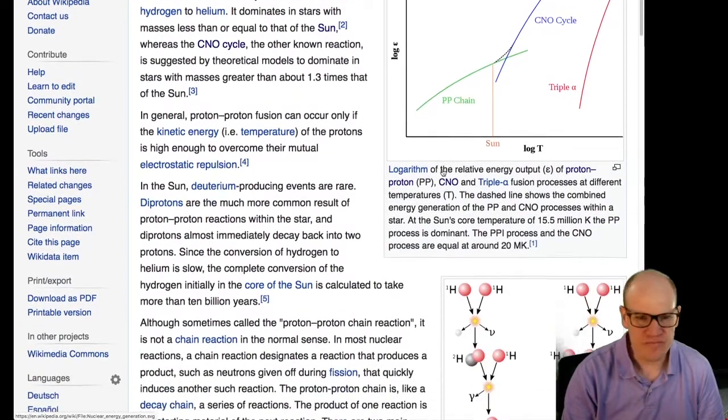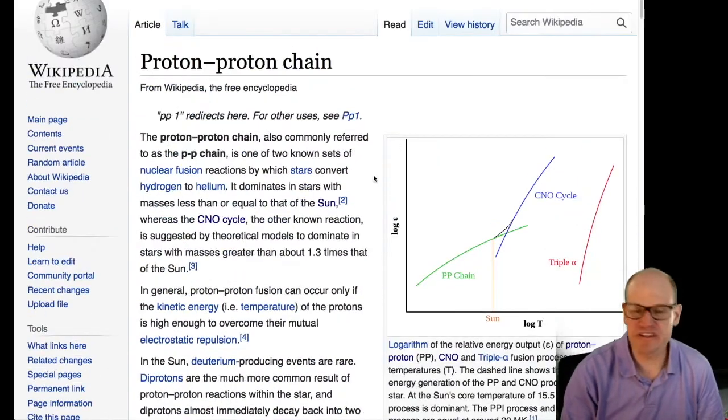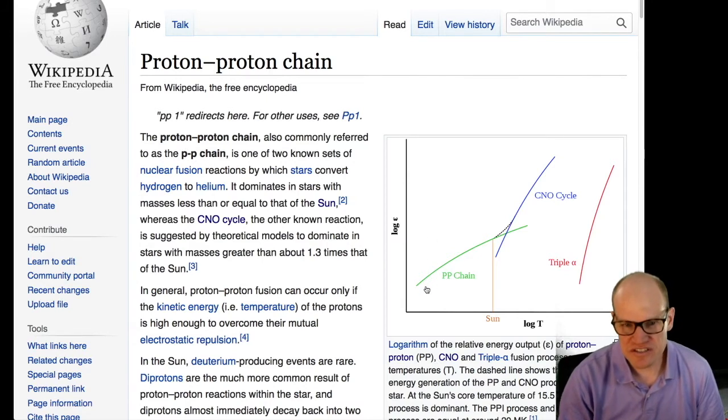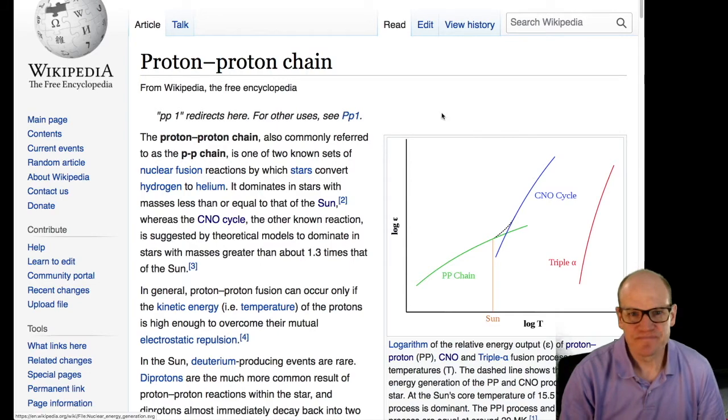So nothing can pass through a black hole. So neutrinos can't pass through a black hole. So this is the process by which the sun shines on the proton-proton chain.